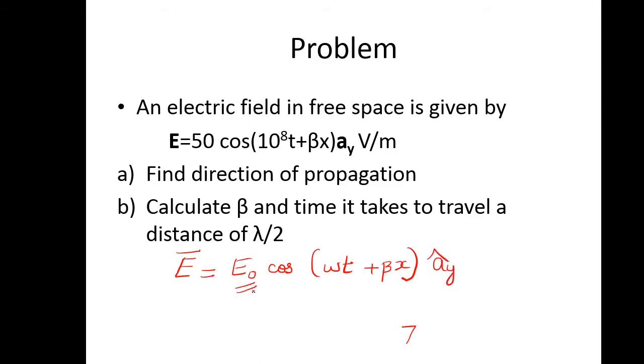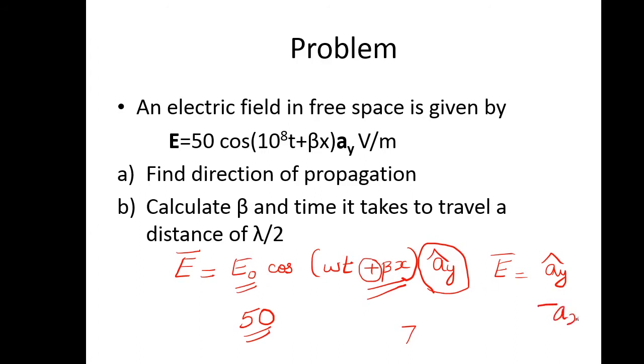So here in this problem, E naught is equal to 50. That's the maximum amplitude of the electric field, and the electric field direction is given by ay. So vector E is in which direction? Y. So the electric field is in the y direction. Then next, this part, beta x means it is moving in the x direction, and negative or positive depends on this sign. So plus means it is a negative travelling wave in the x direction, so it will be minus ax. So propagation is in the negative x direction.